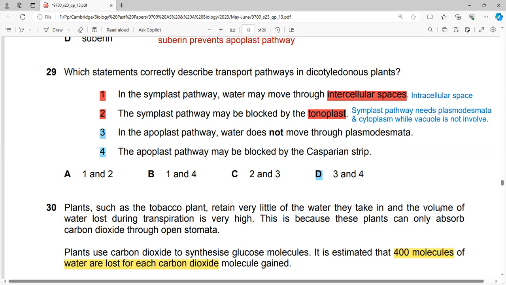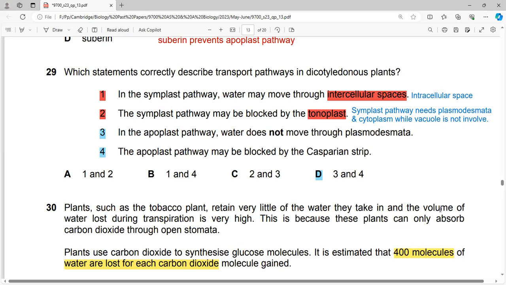The next statement is that the symplastic pathway may be blocked by tonoplast. Now, tonoplast is a membrane which is present on the vacuole of the cell. That's the cell vacuole membrane. So that is tonoplast. Here, the symplastic pathway depends on plasmodesmata, the cytoplasmic connection between the two cells, or it depends on cytoplasm. And it does not depend on the vacuole. So that's why there's no role of tonoplast in a symplastic pathway.